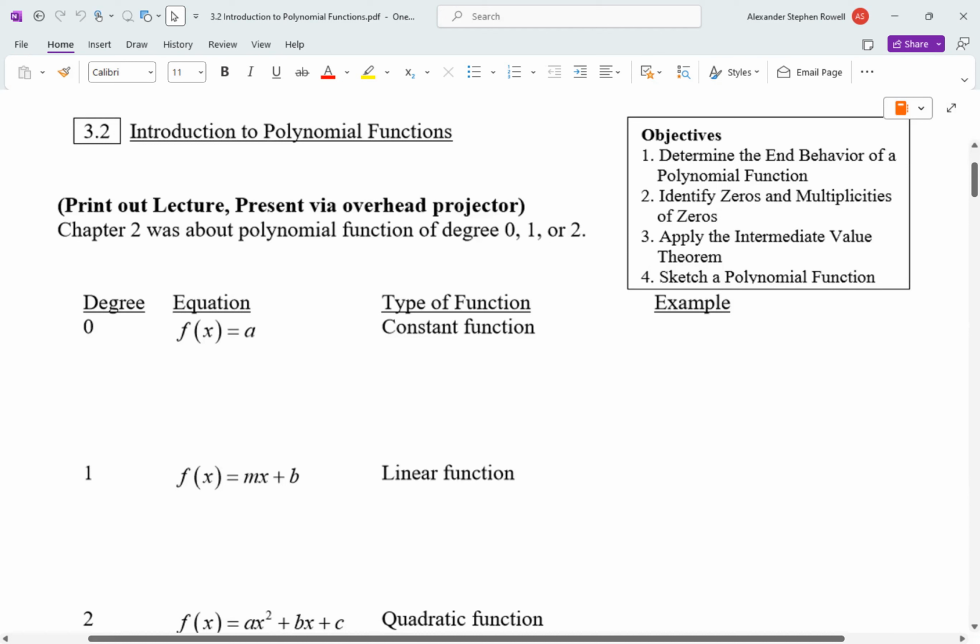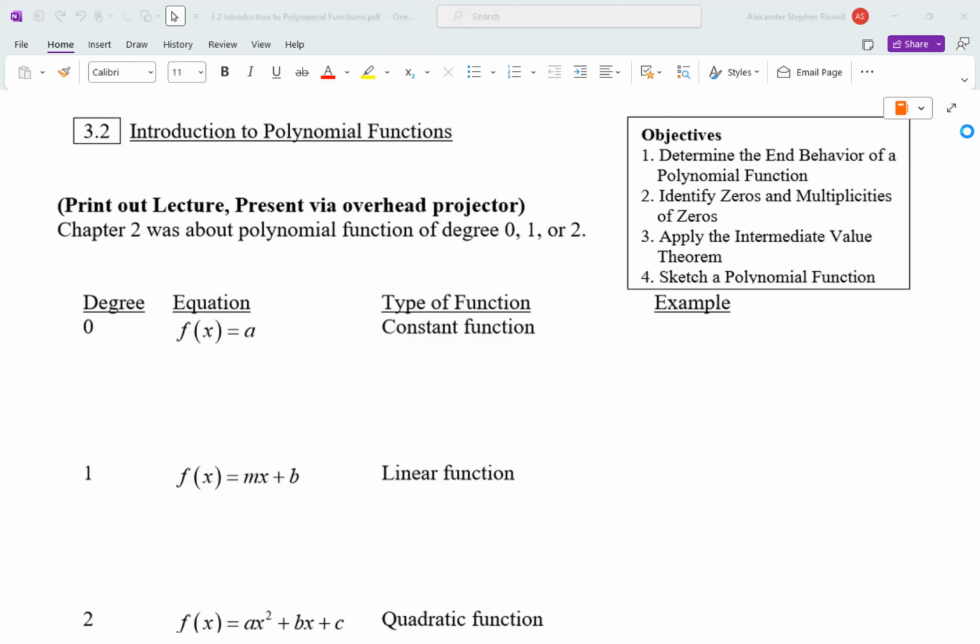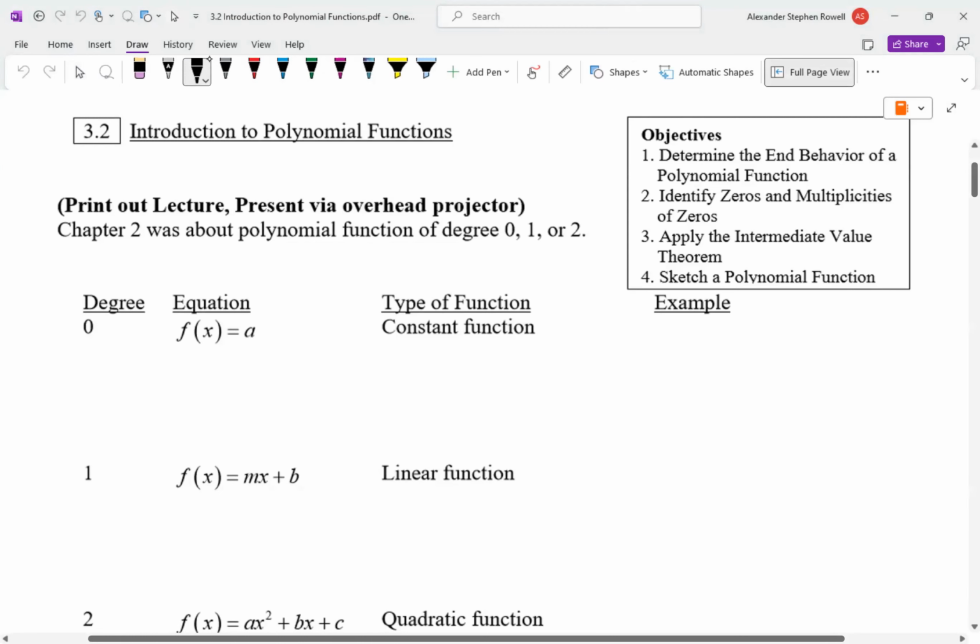Last lecture was over polynomial functions that were of degree 2. So those were quadratics. What do graphs of quadratics look like? Did we do last night's homework? What do parabolas? Very good. So they're the U-shaped things, right?